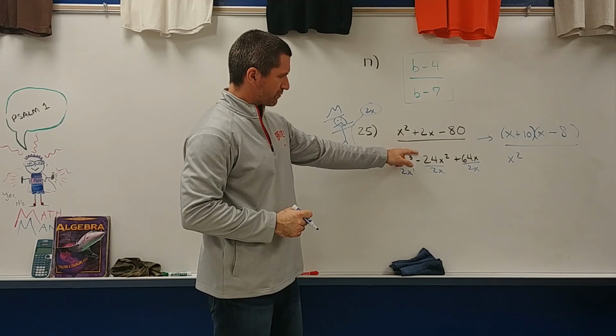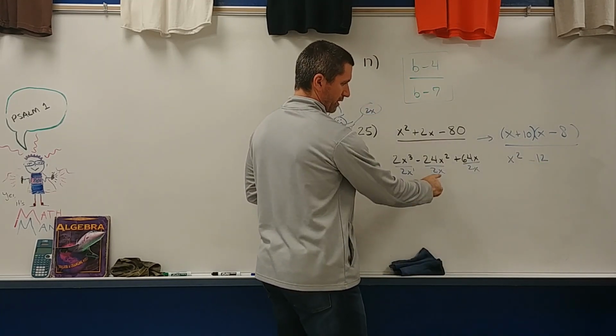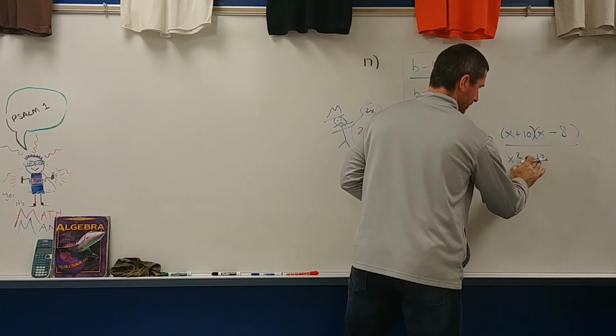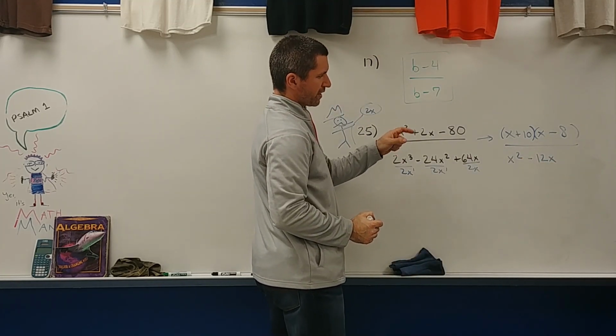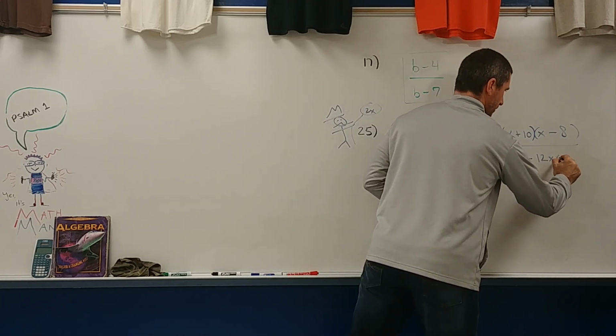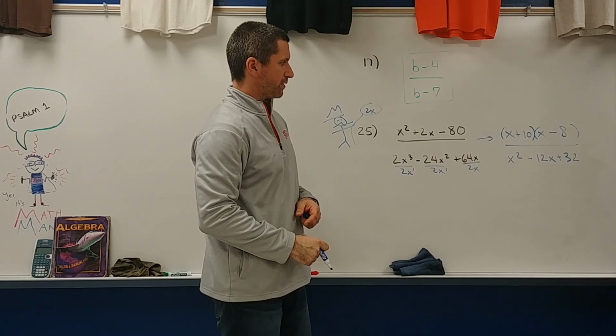Over here, we've got negative 24 divided by 2 is negative 12. And then quotient rule again, 2 minus 1 is 1. On the last term, you've got 64 divided by 2 is 32, and the x's cancel, so we'll just lop that off on the end.